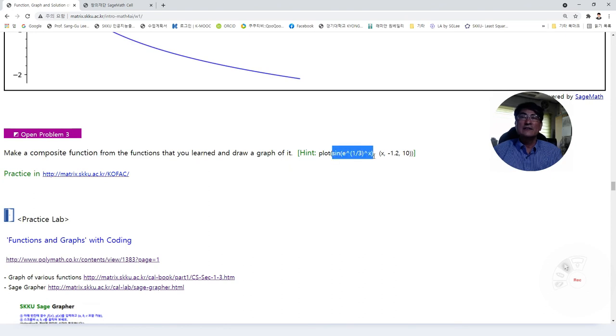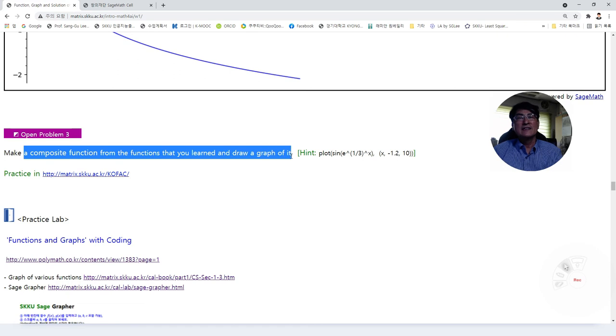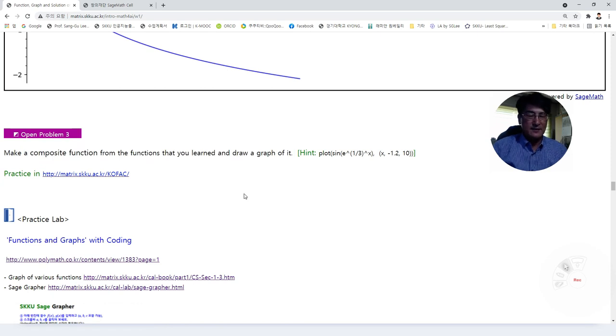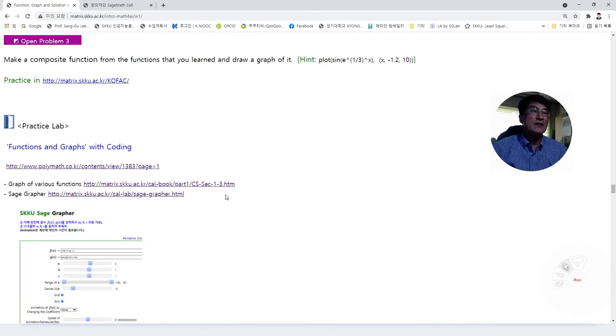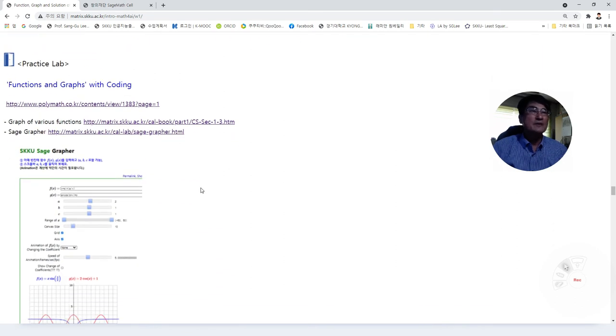You can now find the sketch of the graph for any composite function that you have seen from your earlier study, from high school, at college, or in your major. You can draw most of the functions that you have learned, and even the composite functions of those.